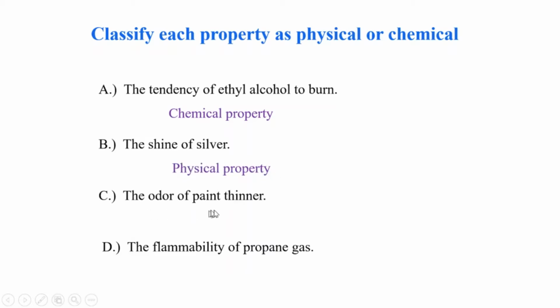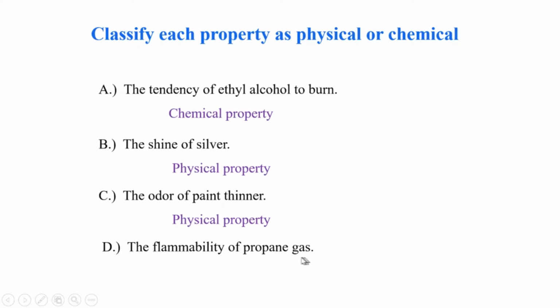The odor of paint thinner, so the smell, is that a chemical or physical property? Again, we have to concentrate on whether the identity of the substance can be changed. So it cannot be changed. So the paint is there. There's no identity change. It's still the same paint material. It just smells. It just has certain odor. So that's physical property.